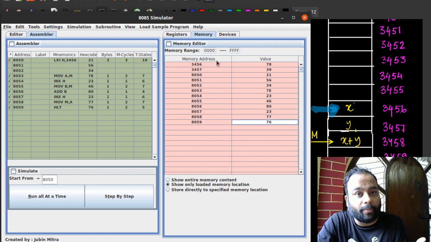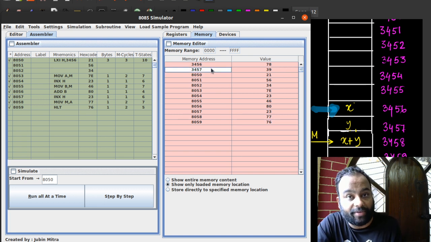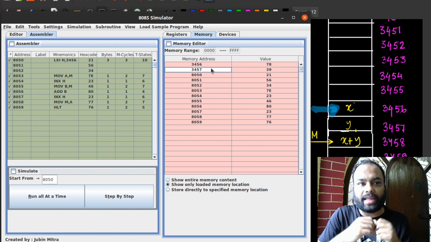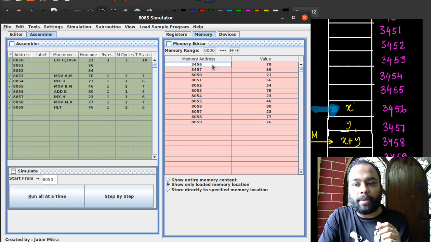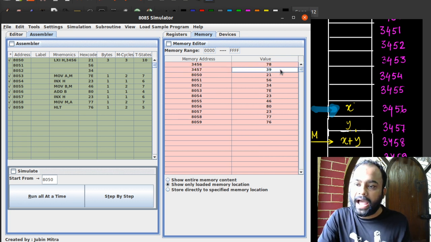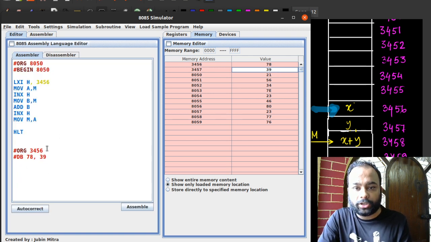But look at the 2 other memory locations we also have. We have memory location 3456 and memory location 3457. In memory location 3456, what have I stored? I have stored the data 78, and in memory location 3457, what have I stored? I have stored the data 39. How did I achieve that? I achieved that through this instruction. We again changed our origin to memory location 3456, and through the data byte assembler directive, we stored 78 and 39 in those memory locations. So in those memory locations, I now have this data.